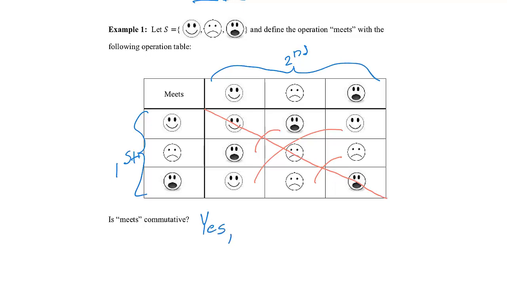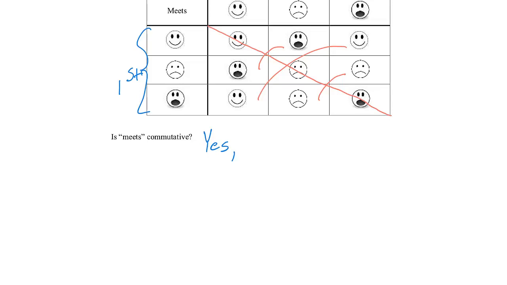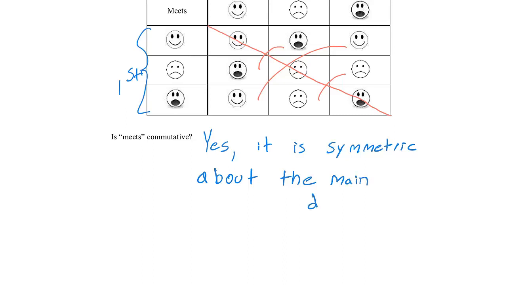And how about we give a description of why meets is commutative? We will say that it is symmetric about the main diagonal.